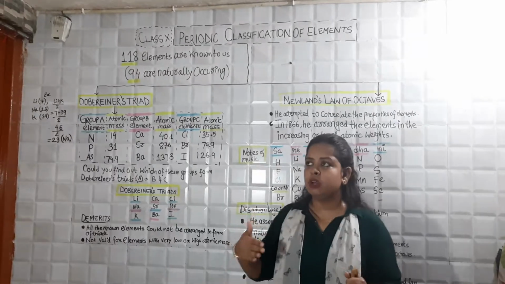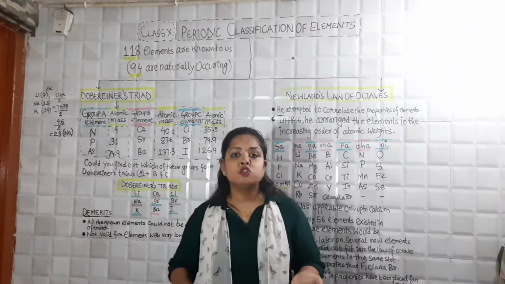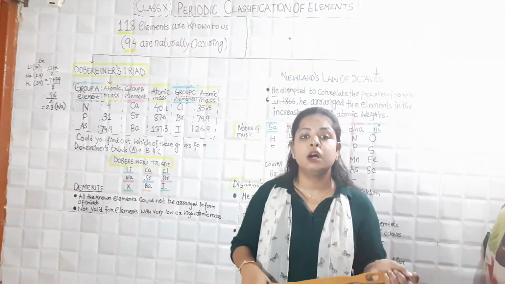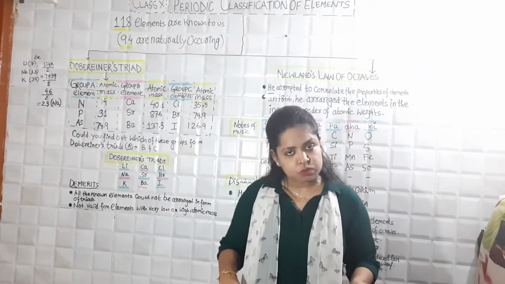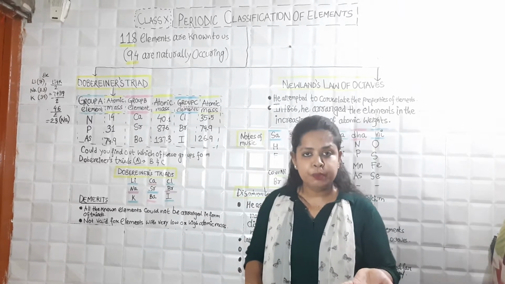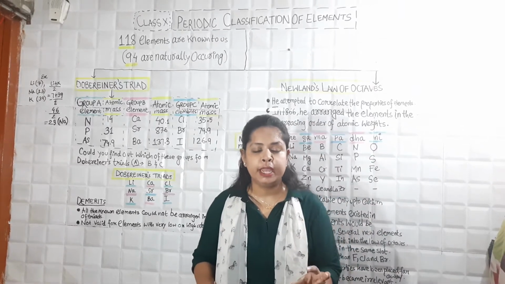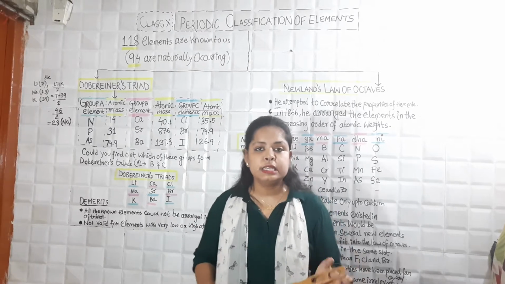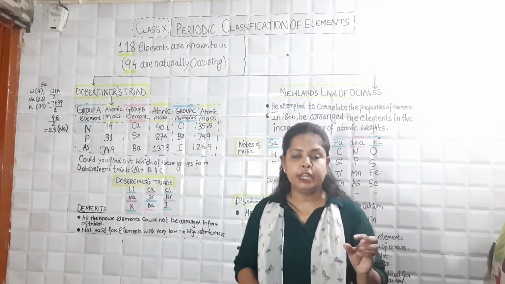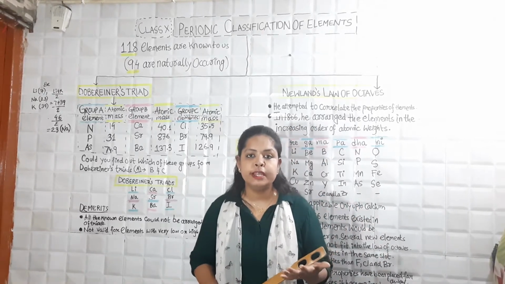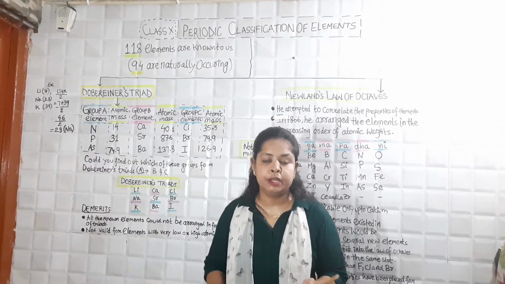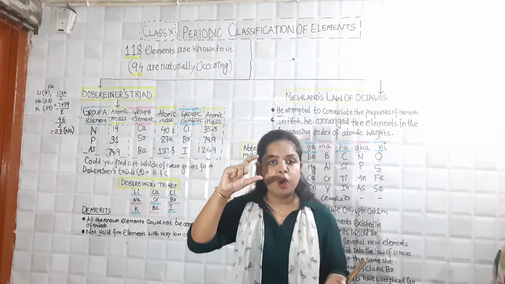So for this, there were many scientists who were doing research. Out of these, one scientist named Dobereiner brought Dobereiner's law of triads. In this law, he tried to explain that the atomic weight of the middle element is equivalent to the arithmetic mean of the atomic weights of the other two elements. He took three elements and formed a triad.